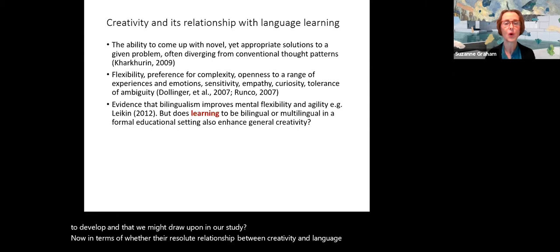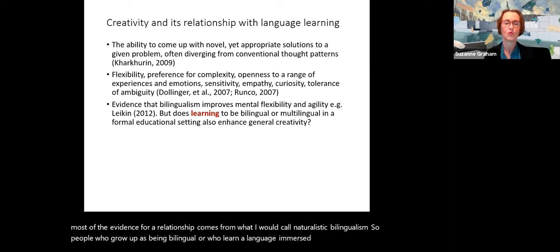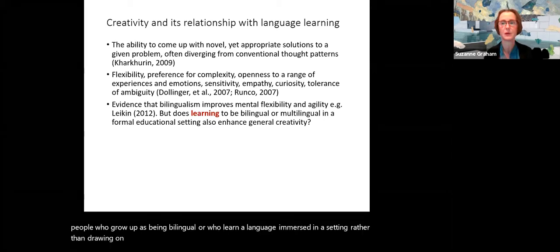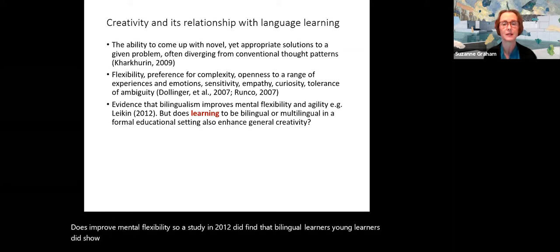Now, in terms of whether there is a relationship between creativity and language learning, most of the evidence for a relationship comes from what I would call naturalistic bilingualism. So people who grow up as being bilingual or who learn a language immersed in a setting rather than drawing on evidence from classrooms. So in naturalistic settings, there is evidence that bilingualism does improve mental flexibility.